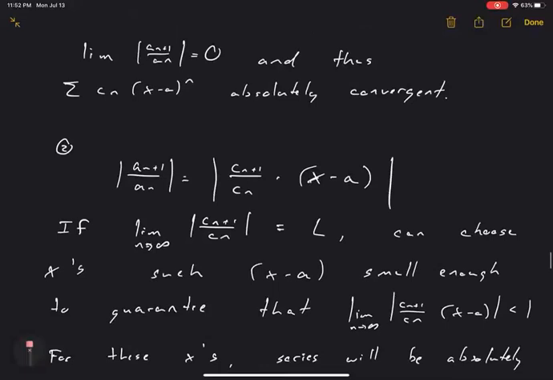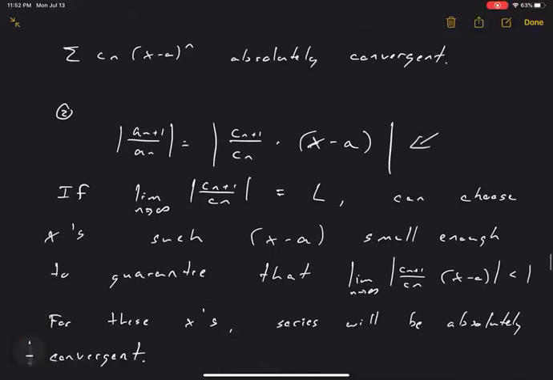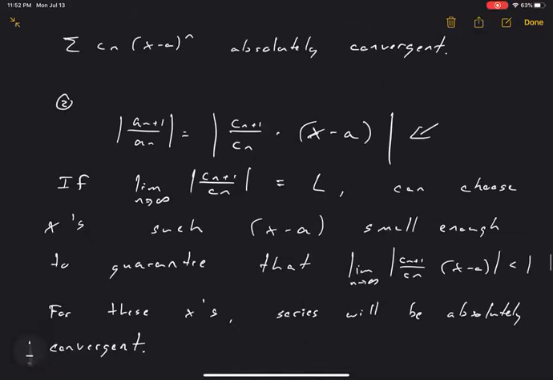Possibility two. Again, I'm doing the ratio test, and I get this thing, and I take the limit of that thing. Let's say this part, I can find the limit of this part easily, and let's say it's equal to L, and that L could be anything. It could be 4, it could be 100,000, whatever. Okay, let's say that limit exists.